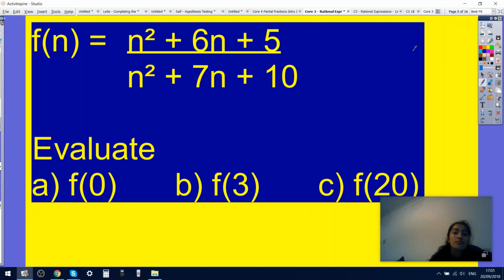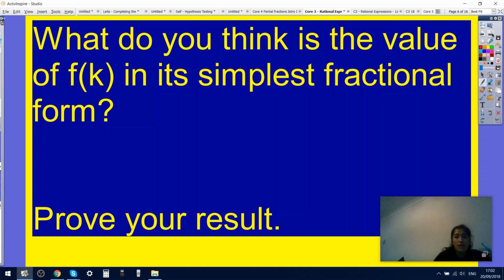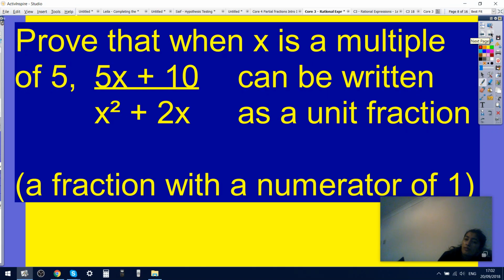How would you simplify this one? N plus 3, n plus 2 over n plus 5 over n plus 5, n plus 2. And after you simplify that, what do you get? N plus 3 over n plus 5. That's it. Okay, fine. Easy peasy. How about this one?